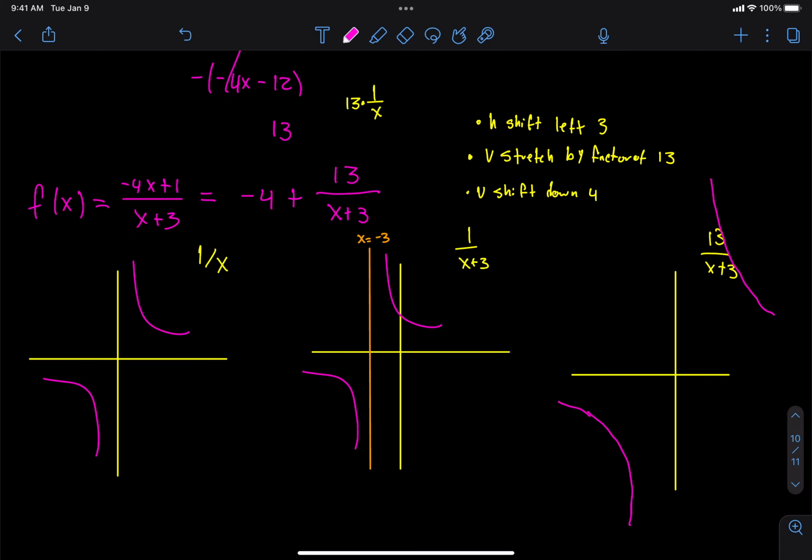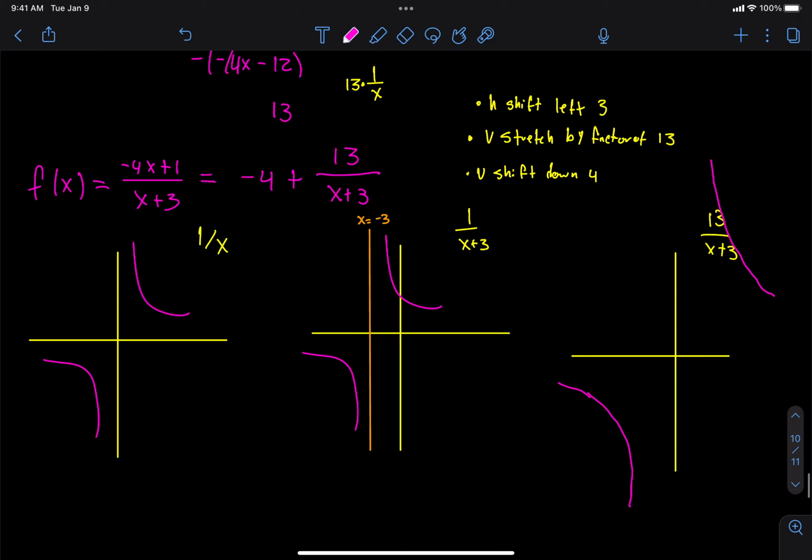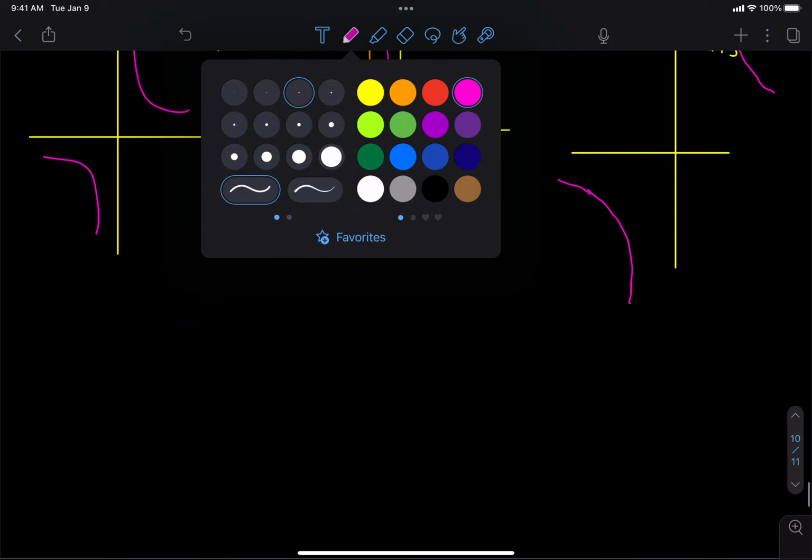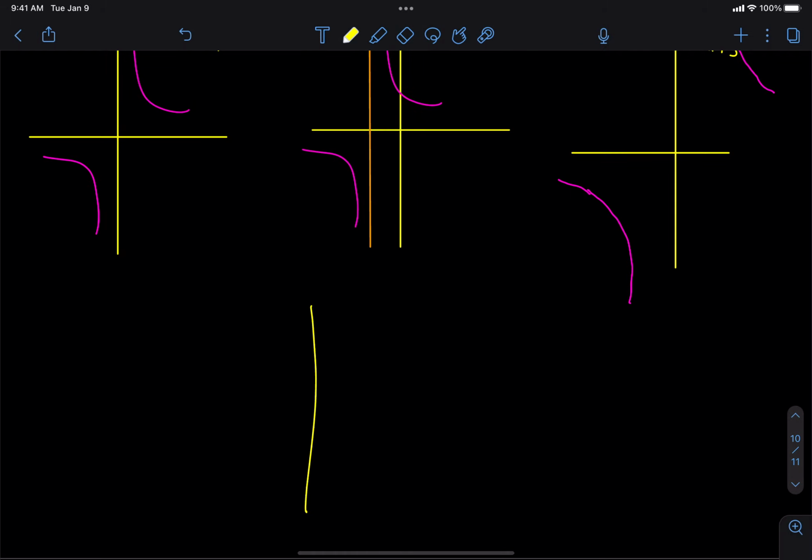All right, and then finally, vertical shift down 4. What are we going to do? We're just going to move it down 4, right? So we're just going to take that whole same picture, and we're going to move it down 4. So instead of having a horizontal asymptote at y equals 0, where's the horizontal asymptote going to be now if we move it all down 4? The horizontal asymptote should be y equals to what?